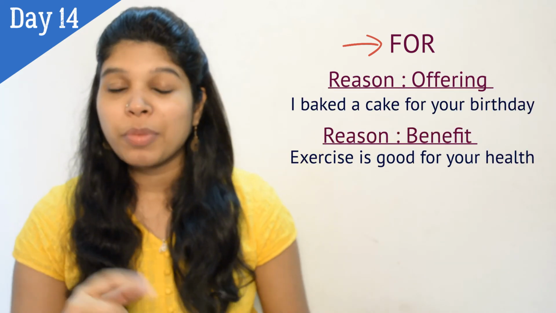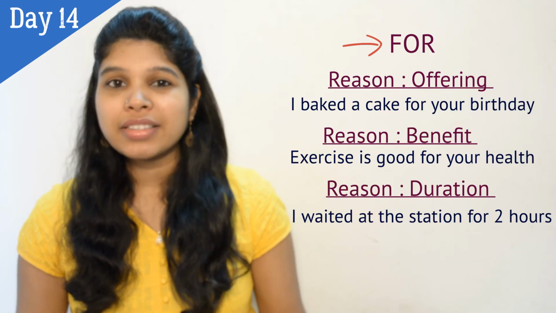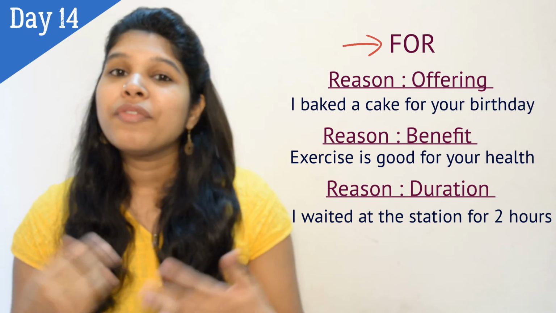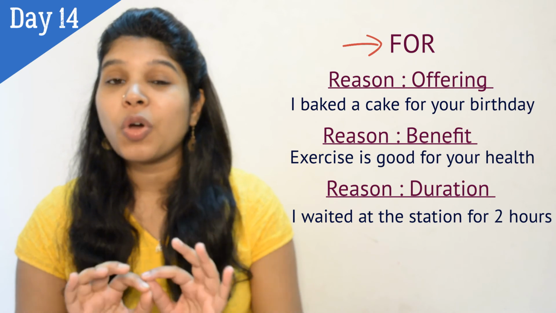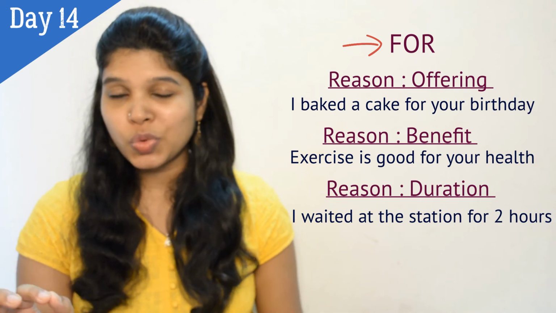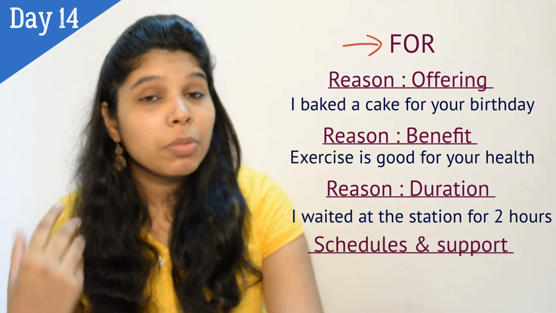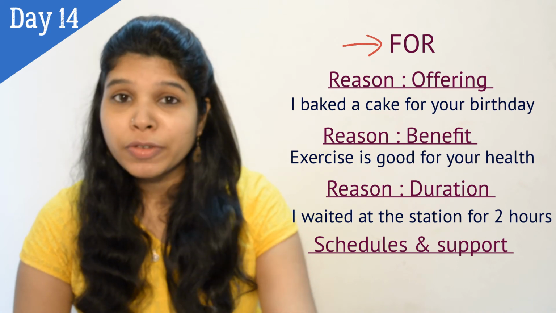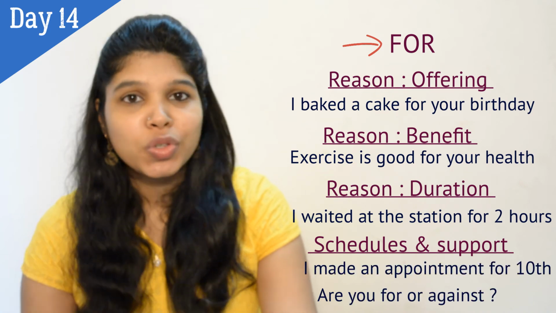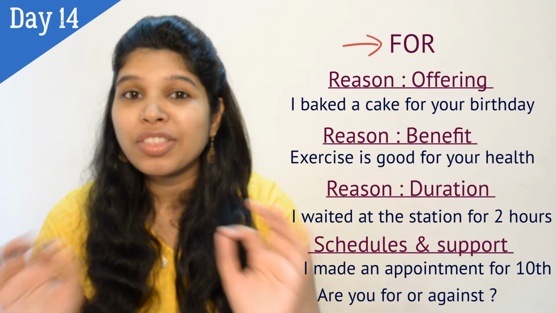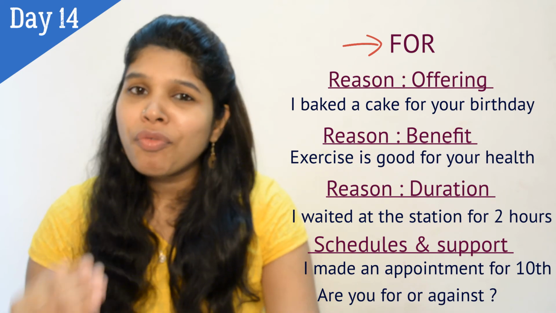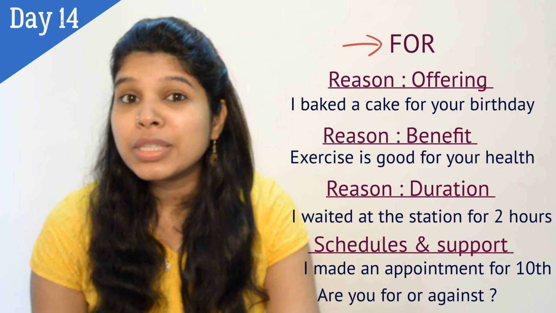Next is when you're talking about duration. I waited at the station for 2 hours. We've known each other for a long time. So here you are talking about the duration. For 2 hours, for a long time. When you're talking about schedules or in support of something, then also you use for. Look at these examples. I made an appointment for 10th of September. Are you for or against the people's movement?